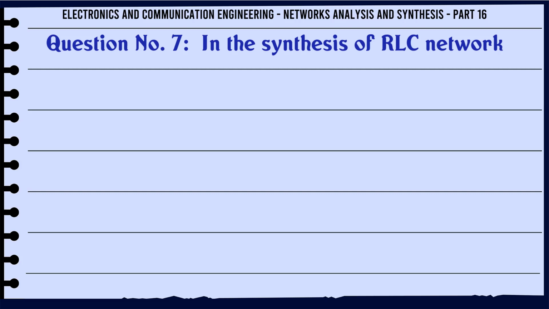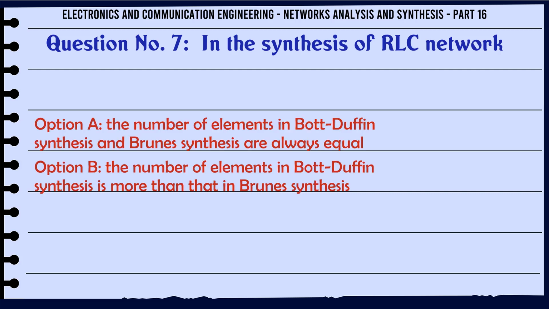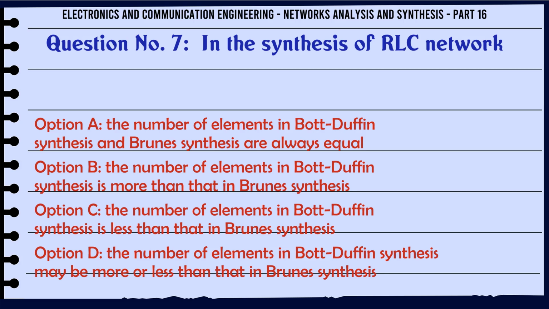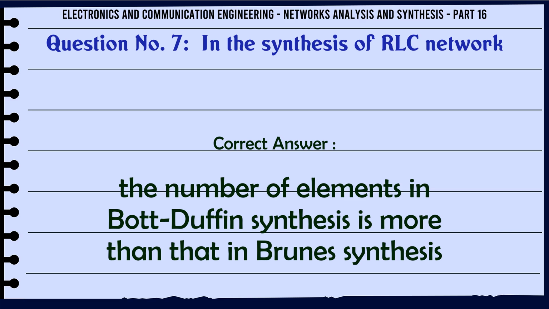In the synthesis of RLC network, A the number of elements in both Duffin synthesis and Brune's synthesis are always equal. B the number of elements in Duffin synthesis is more than that in Brune's synthesis. C the number of elements in Duffin synthesis is less than that in Brune's synthesis. D the number of elements in Duffin synthesis may be more or less than that in Brune's synthesis. The correct answer is the number of elements in Duffin synthesis is more than that in Brune's synthesis.